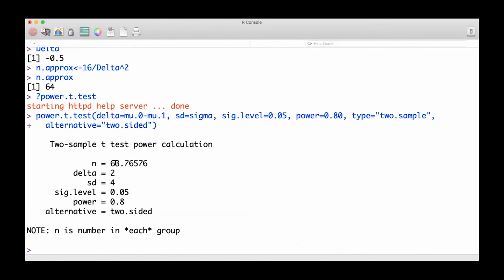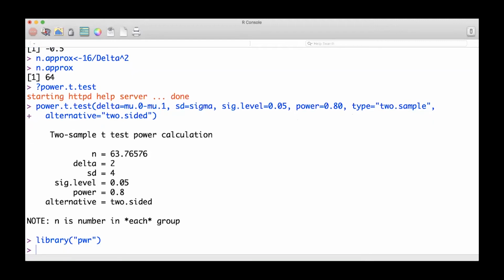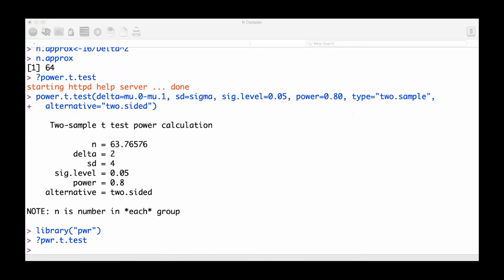Now, there is a package in R that has more flexibility in it and is sometimes preferred, especially for grant applications. This is called the pwr package, which stands for power. So go ahead and install that if you haven't installed it on your R installation. I'm going to go ahead and attach that library here. Now, the corresponding function in the pwr package is pwr.t.test. It stands for power t-test.